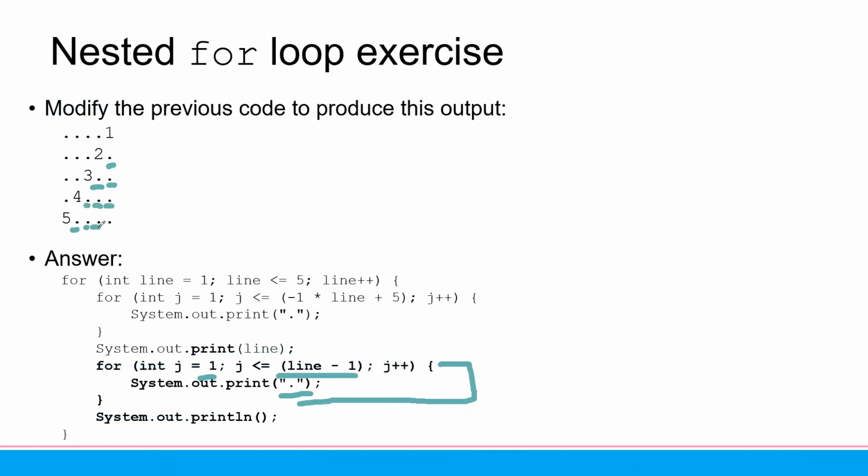Okay. If it is line number 1, then we have 0 dot. If it is line number 2, we have 1 dot. If it is line number 3, we have 2 dots. If it is line number 4, then we have 3 dots, and so on. Then we can get a formula like this.